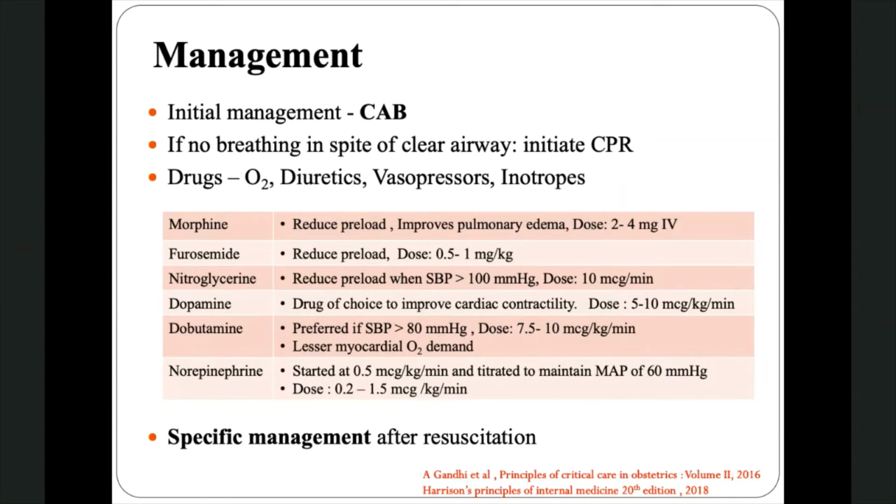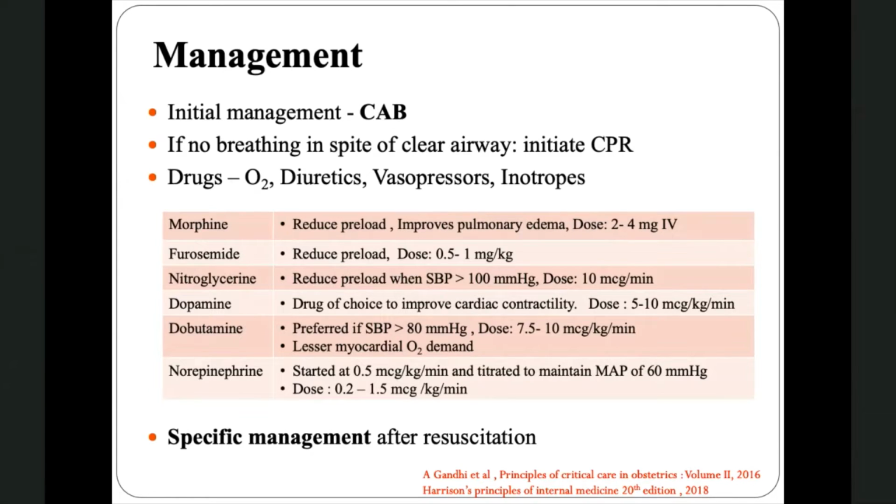So how do you manage this? Diuretics. So what will diuretics do? Preload will be decreased. What will vasopressors do? Will improve systemic vascular resistance. What will inotropes do? It will improve cardiac output. So some of the doses of these drugs you should know always. You should keep in mind what is the dose of this drug.